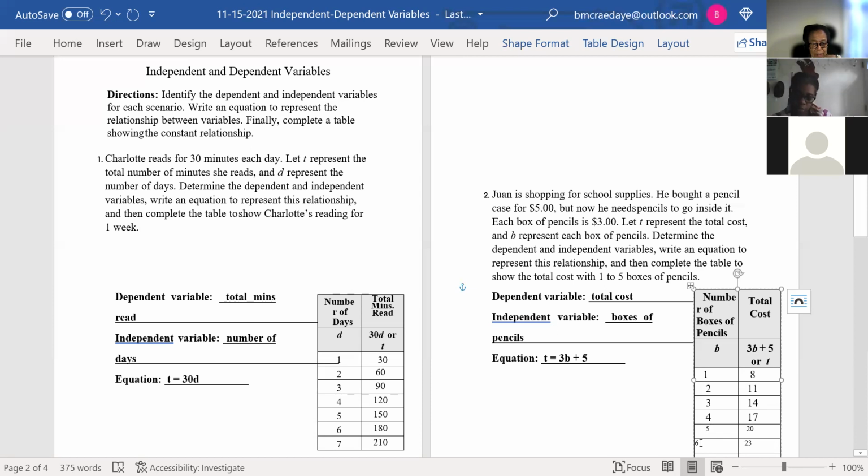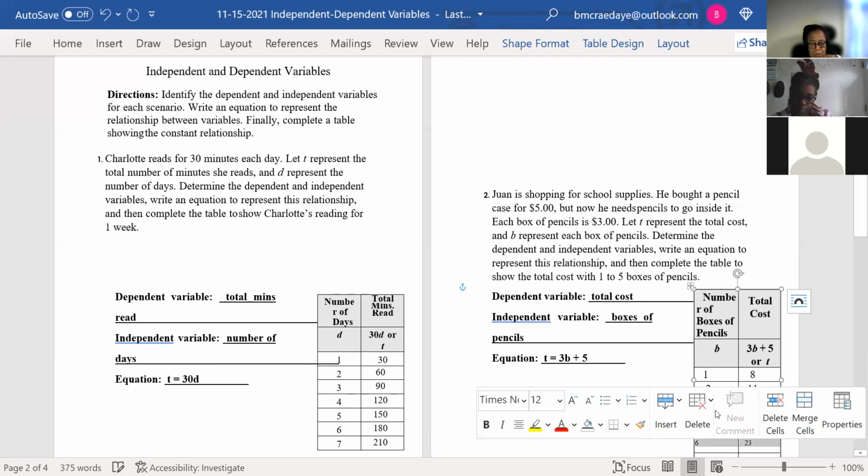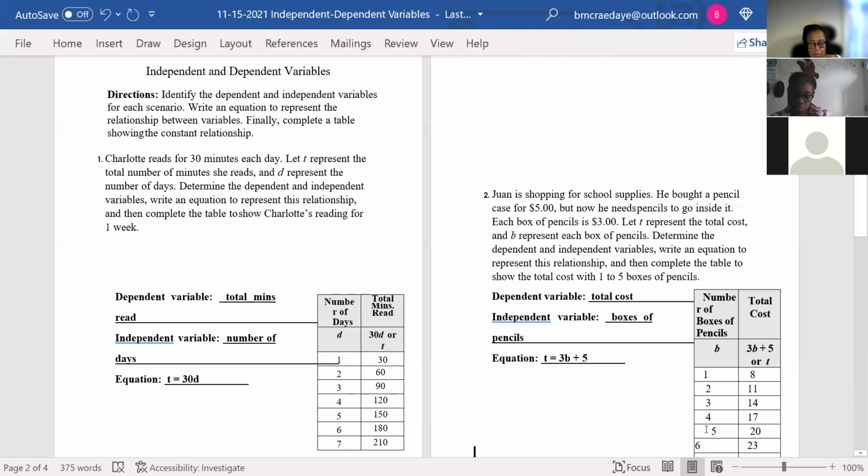Let me make it bigger so you can see it. Okay, so you see what you're doing. You calculate the total from the total formula, and the total is the dependent variable here. And that total is dependent upon the number of boxes of pencils.